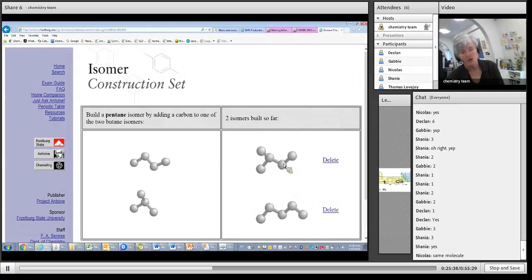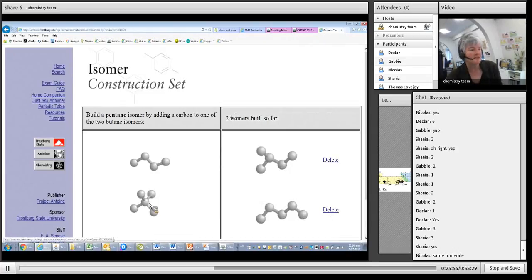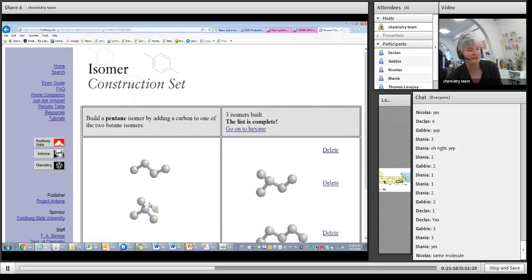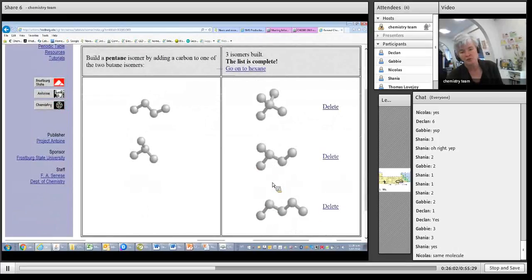This is 2-methyl butane. And can you see if I add on to that one, I'm going to get 2-methyl butane as well. Can you see these are identical? So it's a useful program to try and see what you've got. And the last isomer is that one. If I move this down, you can see it. I've got 3 isomers I can draw for pentane.